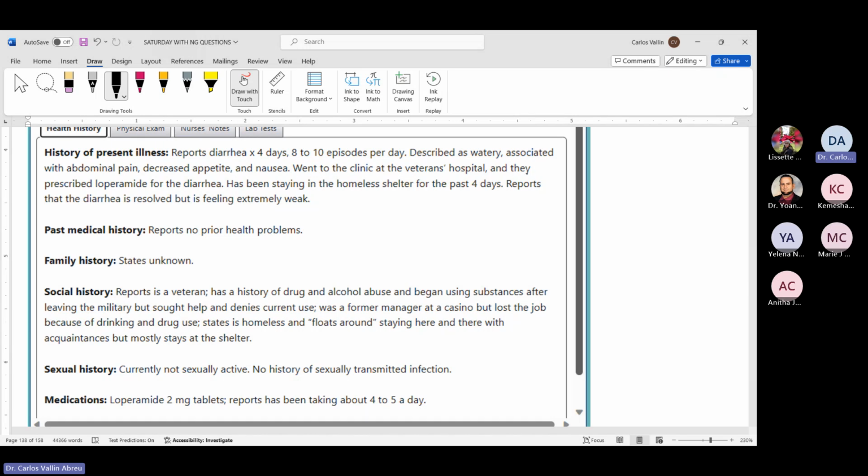Went to the clinic at the veteran hospital and they prescribed loperamide for the diarrhea. Loperamide is anti-intestinal motility. Is it the Imodium? Has been staying in the homeless shelter for the past 4 days. Reports that the diarrhea is resolved, but is feeling extremely weak. It's interesting. The diarrhea was self-limited, so probably it was a viral diarrhea, something that the own immune system could overcome, but as a consequence of diarrhea, probably the client is having a deficit of liquid and electrolyte. That's why he is so weak.